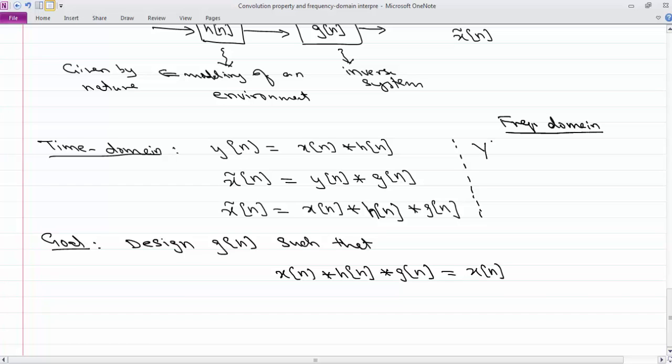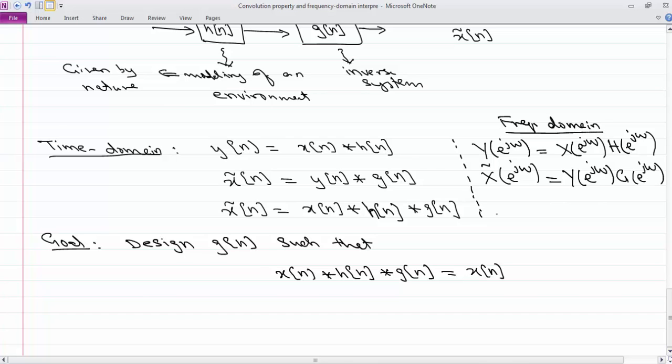So what is that? Y of e to the j omega equals X of e to the j omega times H of e to the j omega. Similarly, X tilde of e to the j omega equals Y of e to the j omega times G of e to the j omega. And so this means that if I input the value of Y of e to the j omega, I get X tilde of e to the j omega, which is X of e to the j omega times H of e to the j omega times G of e to the j omega.